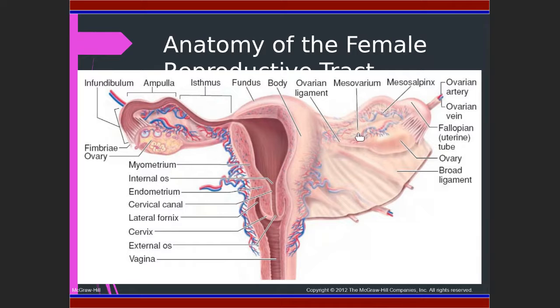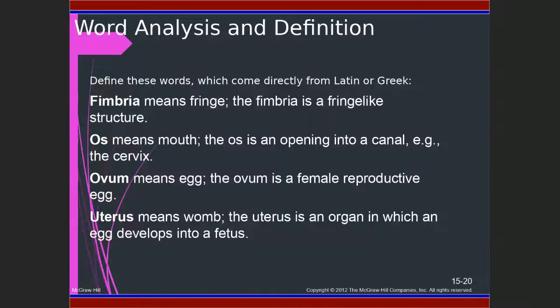The mesothelium, which is part of the ovary. The mesosalpinx, right here. The artery and vein, the ovarian artery and ovarian vein, which provide blood supply. The fallopian tube, it's right here, enclosed in tissue, and here you can see it. The ovary, which produces your eggs or your ova, and the broad ligament.